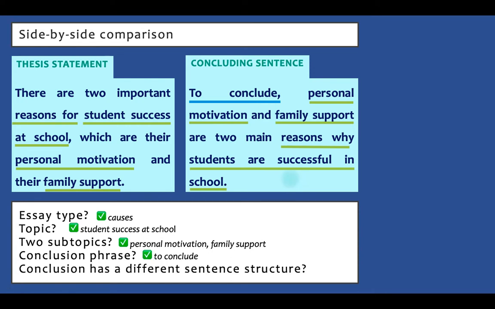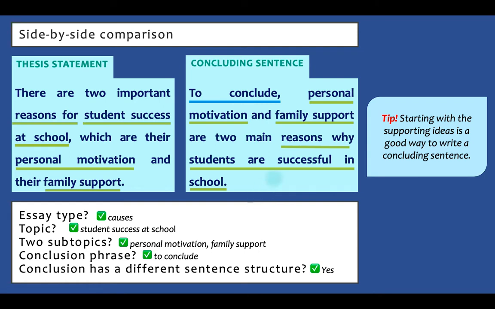And finally, does the conclusion have a different sentence structure than the thesis statement? Yes, it does. This sentence is in a different order, using different words than the thesis statement. You can notice that the concluding sentence is starting with the two supporting ideas at the beginning, while the thesis statement has them at the end. Generally, we want them at the end in the thesis statement because that leads directly into the first body paragraph. But starting with the supporting ideas is a good way to write the concluding sentence.